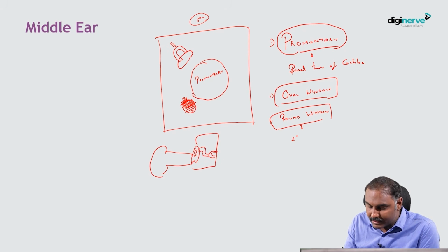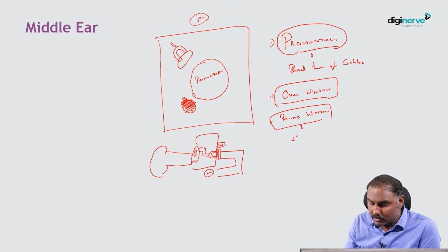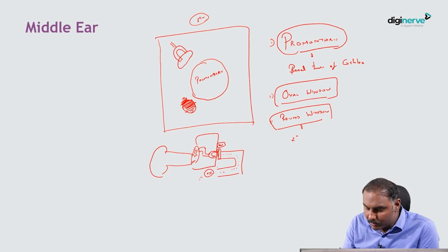And this Stapes will go and lie over a window. We call that the oval window. The Stapes lies over the oval window, and now the sound gets transmitted to the inner ear. Okay, and the round window will be here. So now if the round window is open, what will happen? The vibrations go like this and come out. So the round window has to be closed.